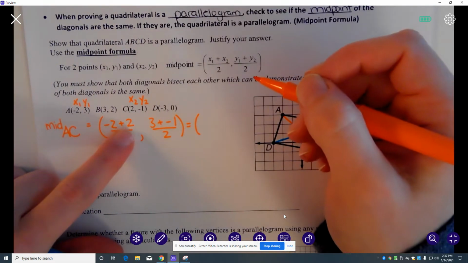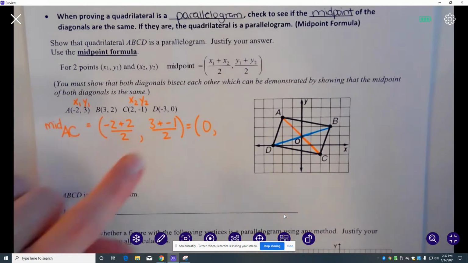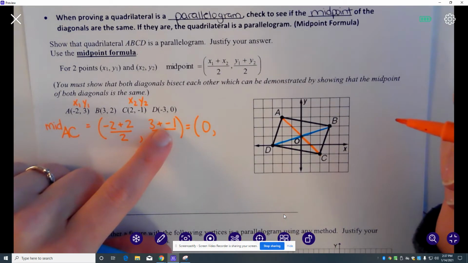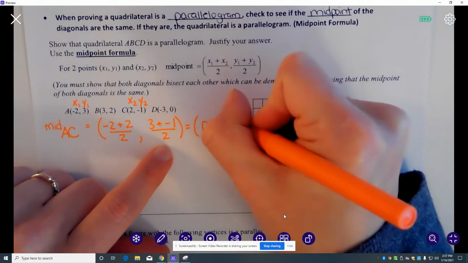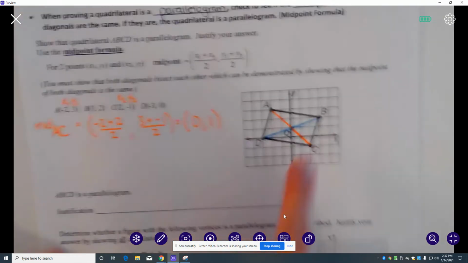-2 plus 2 is 0, and 0 divided by 2 is still 0. 3 plus -1 is 2, and 2 divided by 2 is 1. So we found the midpoint of our orange diagonal.